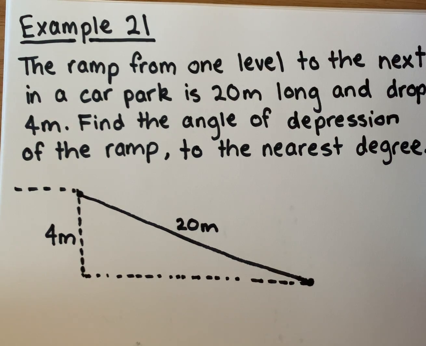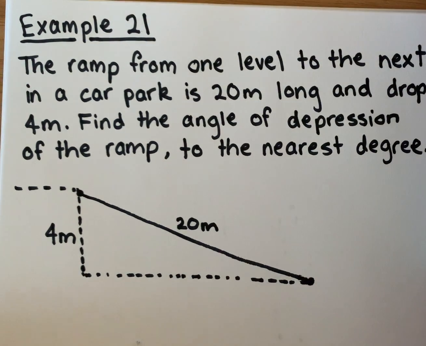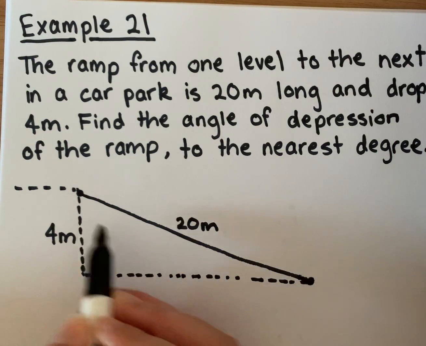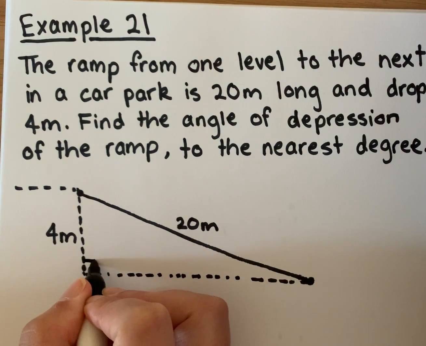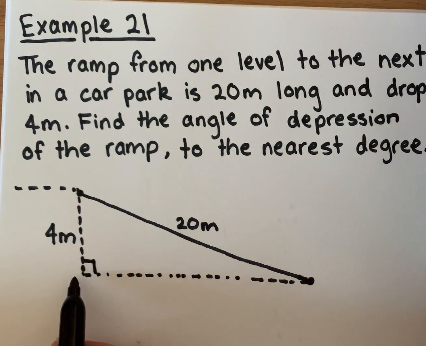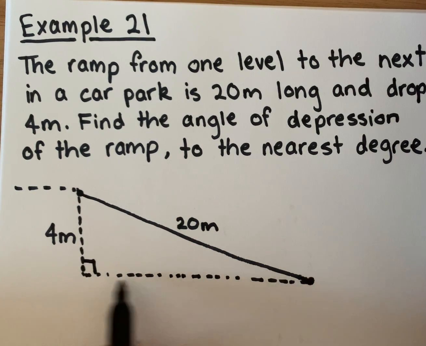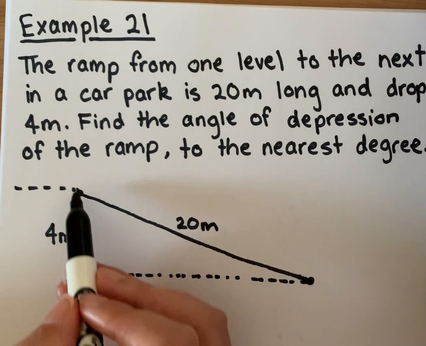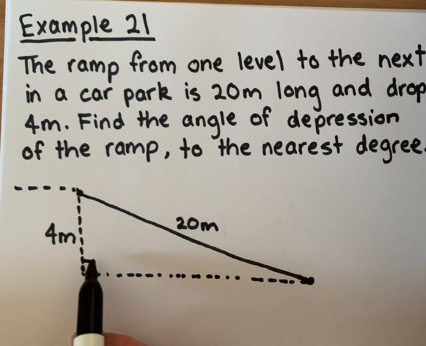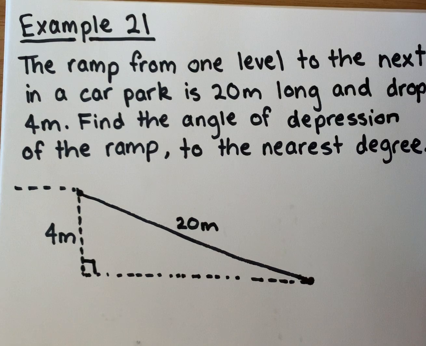Okay, find the angle of depression of the ramp to the nearest degree. So this time they're asking us to find an angle. They've actually given us 2 sides and they're asking us to find an angle. And I am just going to put in my right angle here because I can see that I've created a right angle triangle. This is a vertical drop and this is the ground floor. So I know that's vertical and that's horizontal. I know this is going to be a right angle.